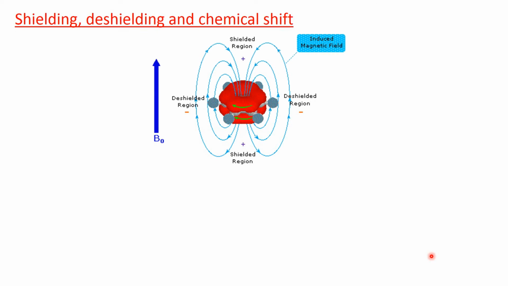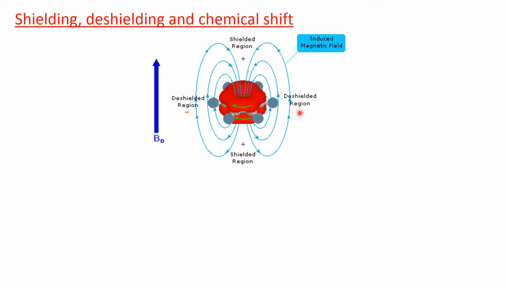Now see, if the proton is in this region, which region? Where this induced magnetic field reinforces the applied magnetic field, then we say the proton is in the deshielded region. Okay? And if the proton is in this region where this induced magnetic field opposes the applied magnetic field, then the proton is said to be in the shielded region.